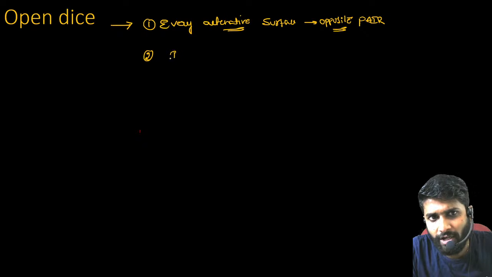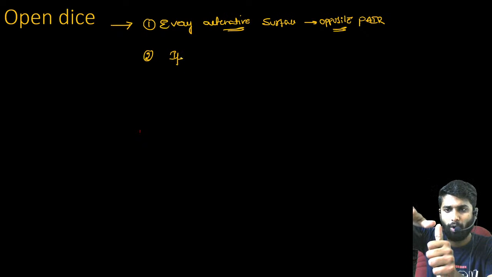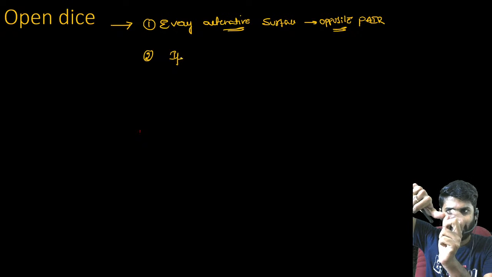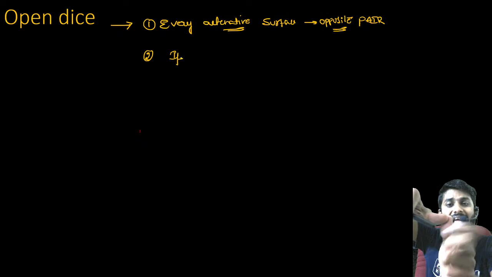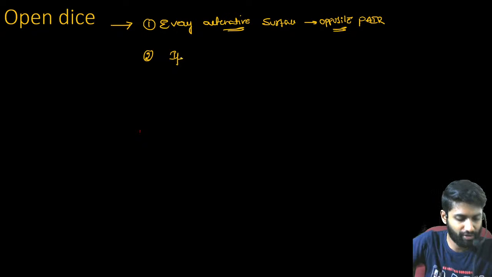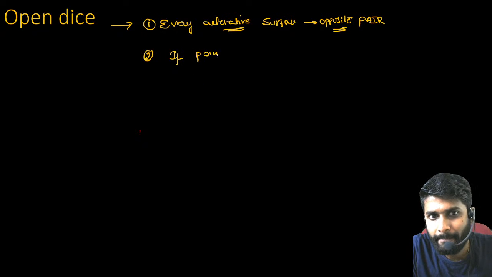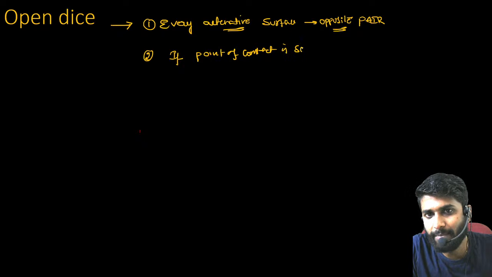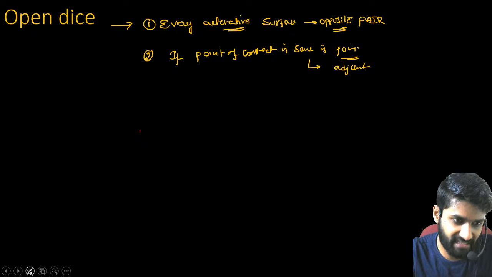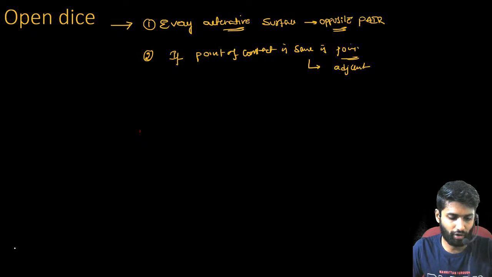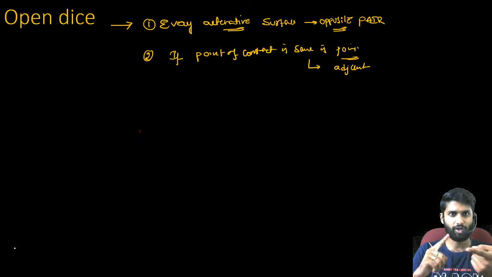Point number two. Point of contact means, for example, this is the point of contact. For two different faces, there is the same point of contact. If the point of contact is the same, if you open in any manner, it is never opposite, guys. If the point of contact is in the same line, the same point, it is always adjacent. So if you know these two points, you can easily solve the questions, guys. Point number one, every alternative surface is the opposite pair, and if the point of contact is in the same line, definitely it is adjacent.